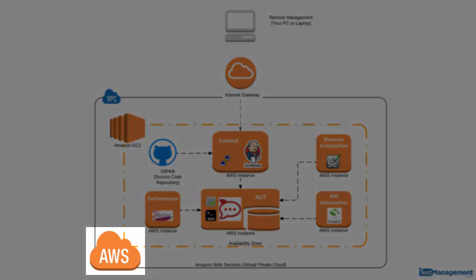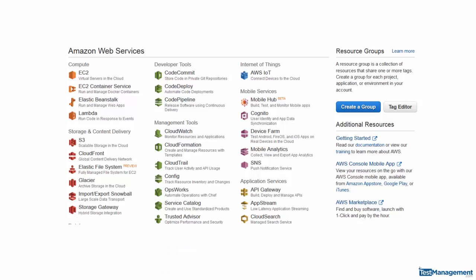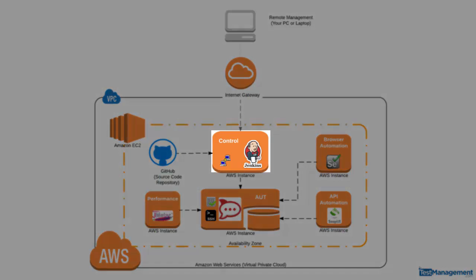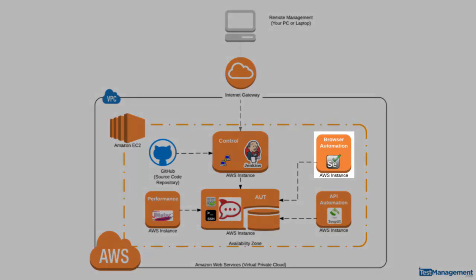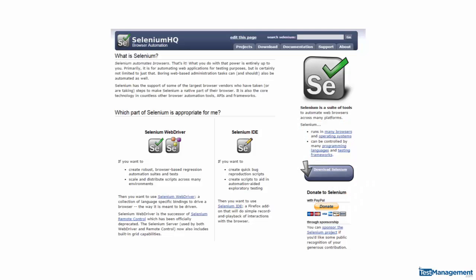Amazon Web Services, the platform we'll use for building out our Windows and Unix test automation environment. Jenkins, the continuous integration tool we'll use to build the application under test and trigger all of our automated tests. Selenium, the test automation tool we use to run our GUI browser-based automated tests.